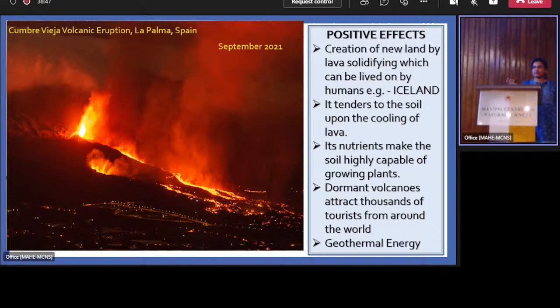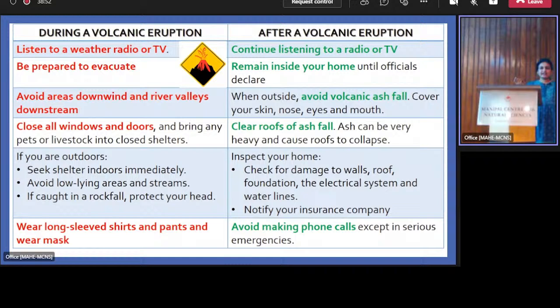Now, I will not go into it entirely, because India is also not prone to volcanism, but there is some preparedness needed during and after a volcanic eruption. The important thing is first to be prepared to evacuate, close all the windows and doors, and wear masks because the ash is very harmful. After the volcano, you need to clear the roofs of ash fall because it is very heavy and can cause roofs to collapse. These are some preparedness measures to take care of during and after a volcanic eruption.